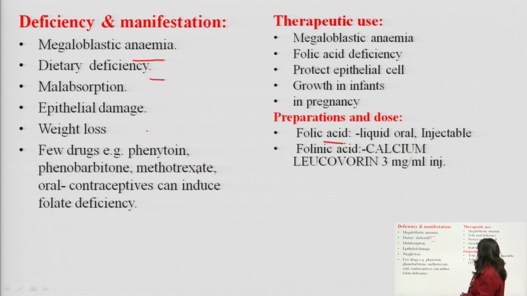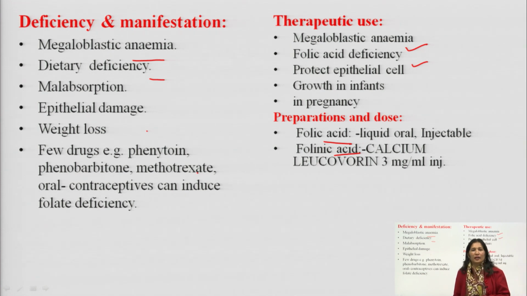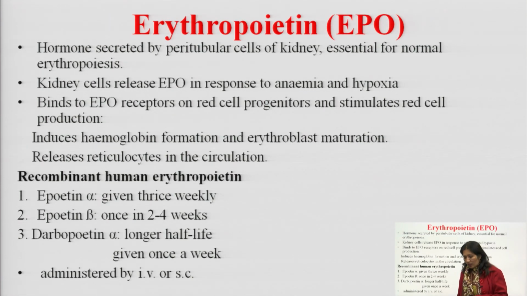Folic acid and folinic acid are the preparations given for the treatment and prevention of folic acid deficiency, in megaloblastic anemia, during growth in infants and in pregnancy. Last in this is erythropoietin.